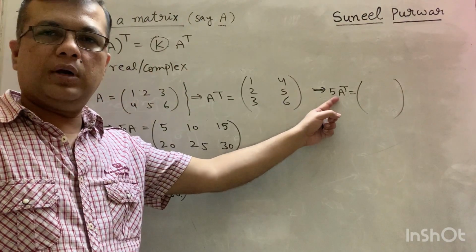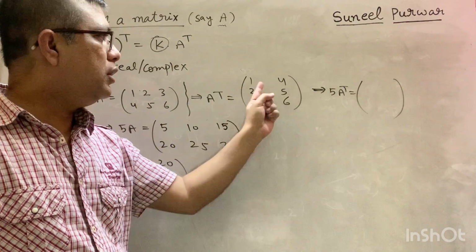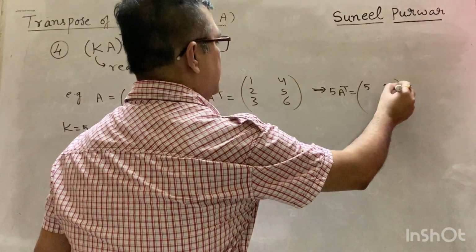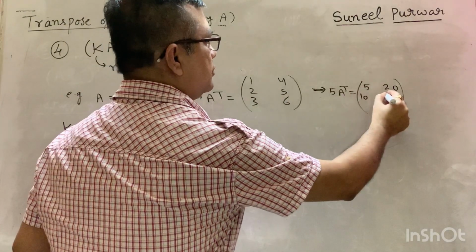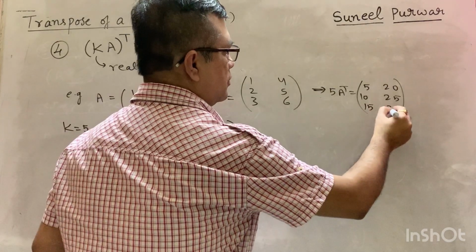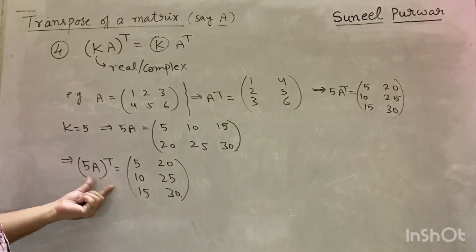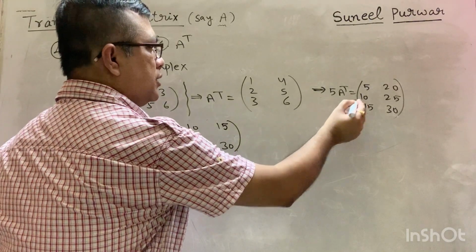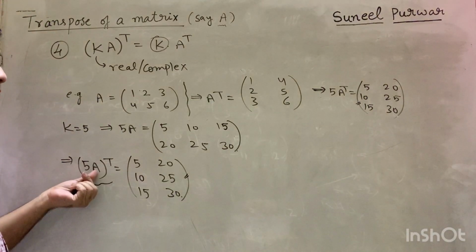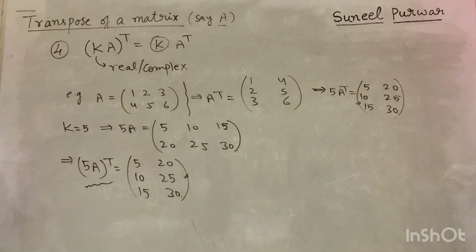You remember now, when you multiply a number to the matrix, it will be multiplied to all the elements. So multiply 5 to all the elements. You will have what? 5, 20, 10, 25. Multiply 5 to third row as well, 15, 30. So what do you see? This is your LHS matrix and this is your RHS matrix, and they both are same. Can you see? Transpose of K into A is equal to K times A transpose. Alright.